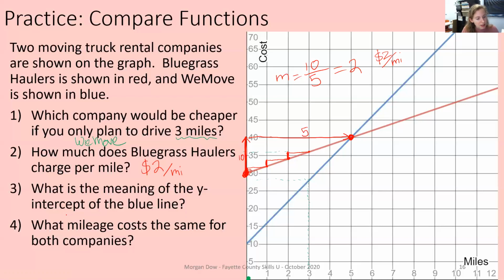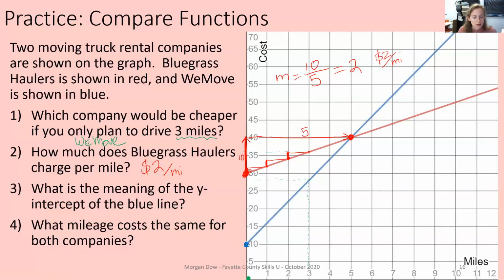All right, number 3, what is the meaning of the y-intercept of the blue line? So we're talking about the blue line here. Remember, y-intercept means where the line crosses or touches the y-axis. So the y-axis is over on the side here, the vertical axis. So here is the y-intercept. The y-intercept is at 10. It's at $10. So what does a y-intercept of $10 mean for this blue line?